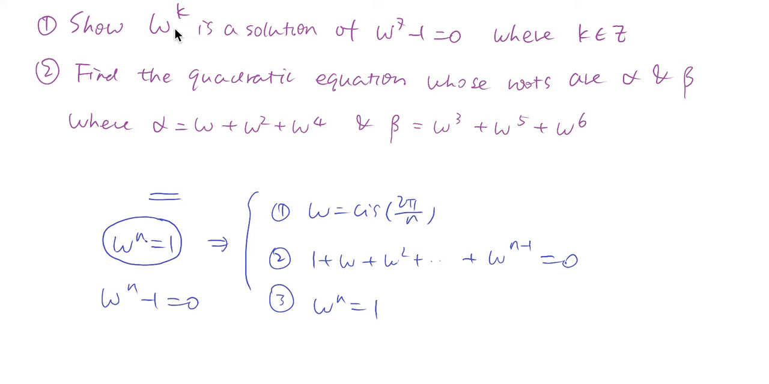So for the first question, if we want to show w to the power of k is a solution, you just substitute w to the power of k into that equation. Before that, when we have w to the power of 7 minus 1 equals 0, we have w to the power of 7 equals 1. So this is kind of like a given. Every single power of 7 equals 1. So we know this information, and we just substitute w to the power of k into the equation.